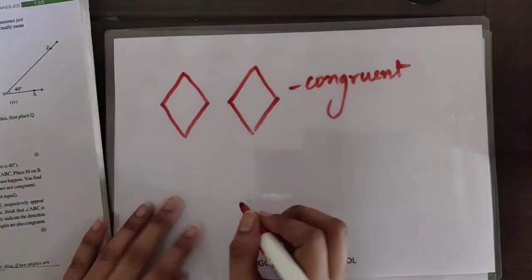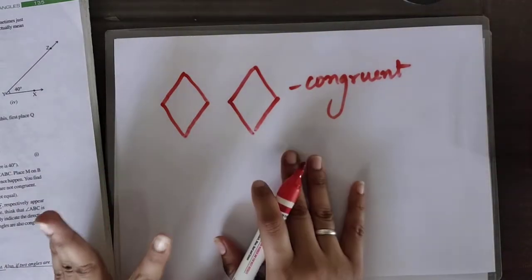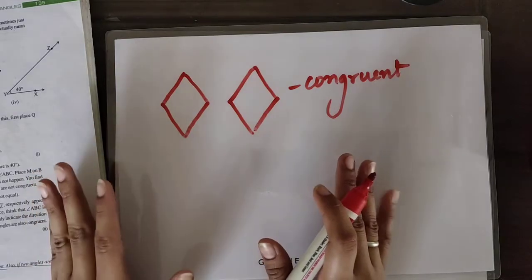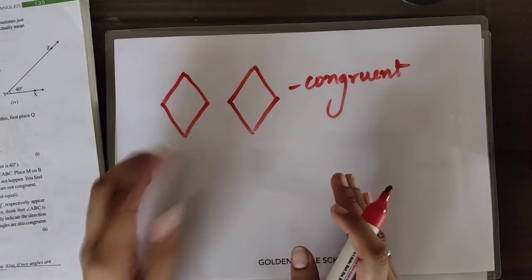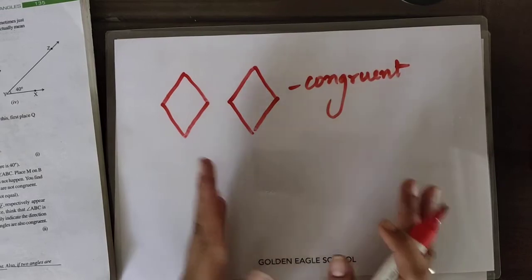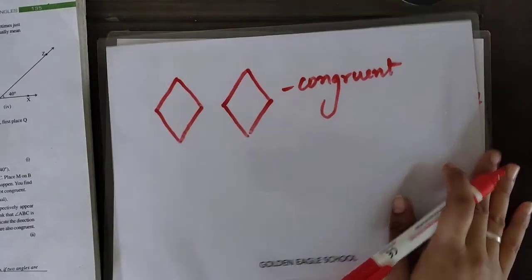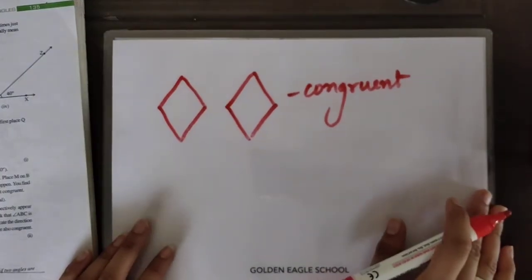Now we will talk about line segments. This was about plane figures. How can we see if they are congruent or not? You can just cut this out and then superimpose. If they are exactly over each other, then they are congruent. Now talking about congruency of line segments.